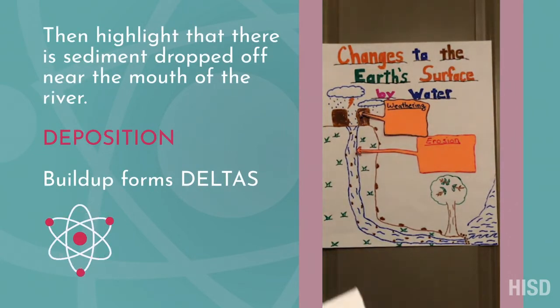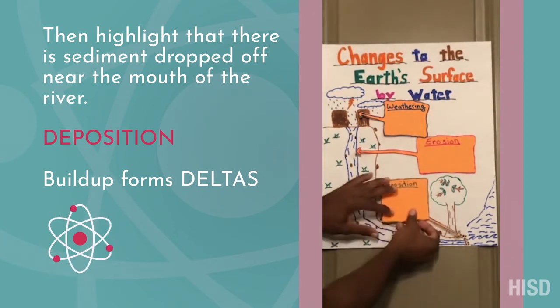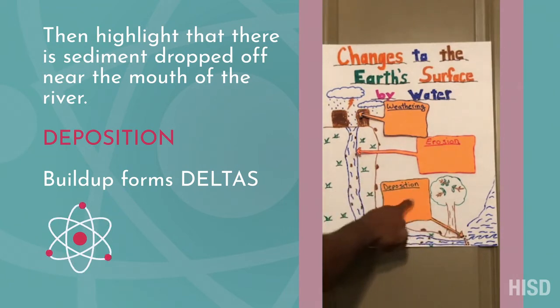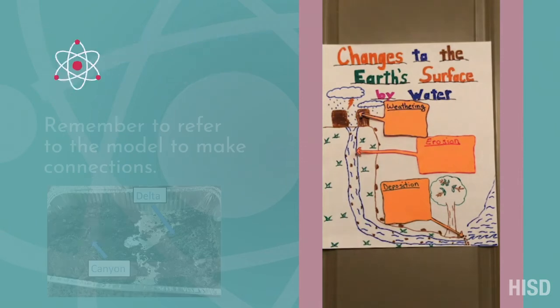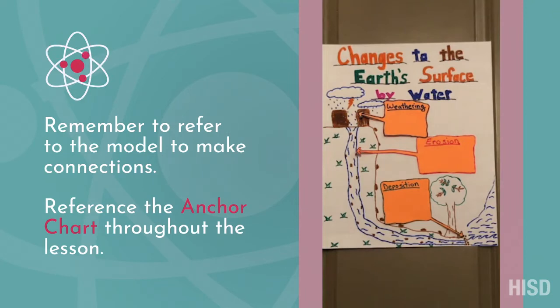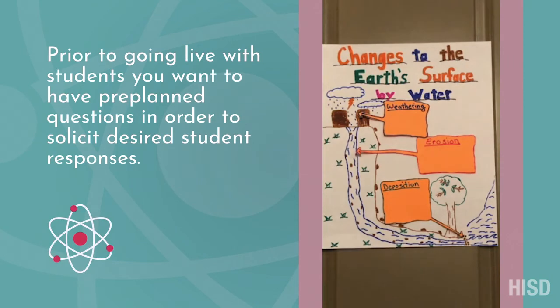Then highlight that there is sediment dropped off near the mouth of the river, which is called deposition. Some rivers drop so much sediment that waves and tides can't carry it all away, and the buildup forms deltas. Again, there's space left under here for students to be a part of the definition. Remember to refer to the model to make connections, and reference the anchor chart throughout the lesson. Prior to going live with students, you want to have pre-planned questions in order to solicit desired student responses.